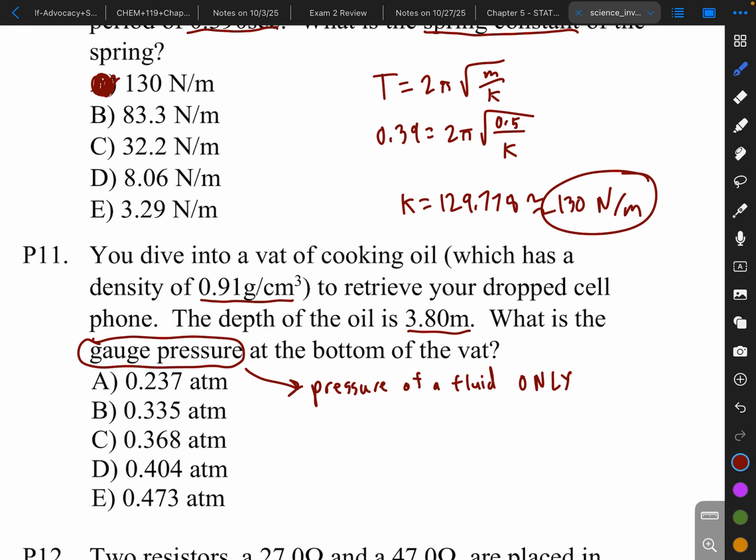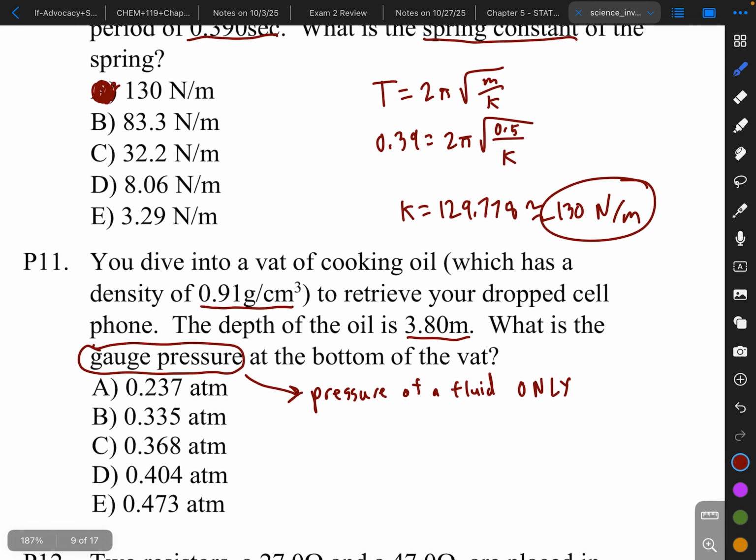Normally when we think of pressure, we think of the pressure of the fluid plus atmospheric pressure. That's the total pressure. But when we're asked to find gauge pressure, we're just finding the pressure of the fluid. When I ask you for a total pressure, we add this to the atmospheric pressure.